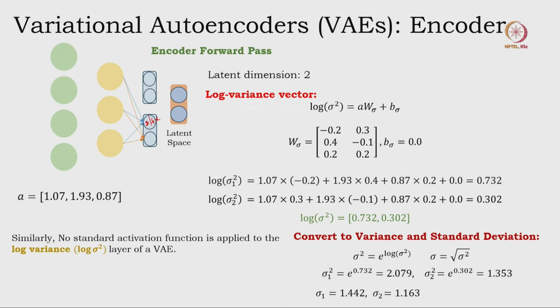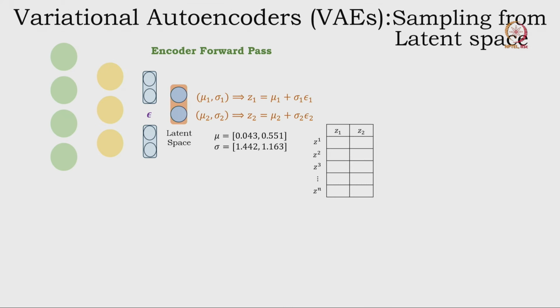So, what have we done so far? From the input we have obtained the first hidden layer. From here we have obtained this mean and sigma. Now what is the next step? You have to sample z. So far we have not sampled z. We have only calculated the mean and log variance. From the log variance we have converted to variance and standard deviation.